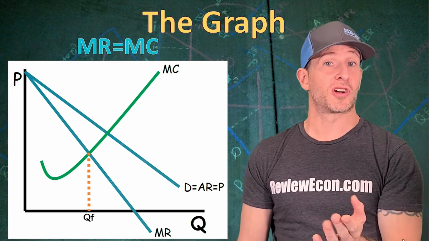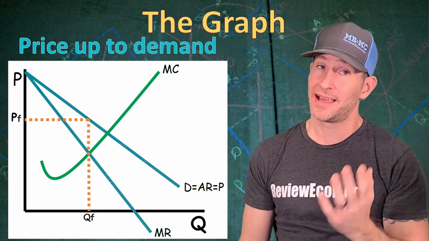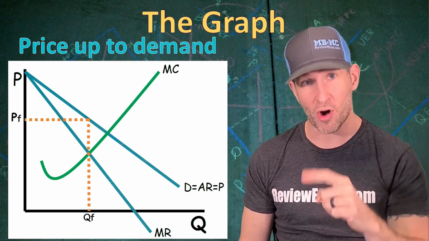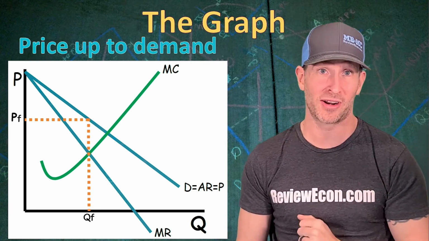Now, the price this firm charges is not there at that intersection. It is all the way up at the demand curve. And that's because the demand curve shows consumers' willingness to pay for a product. So they price all the way up at the demand curve because firms will charge as much as they can for the quantity they've produced.